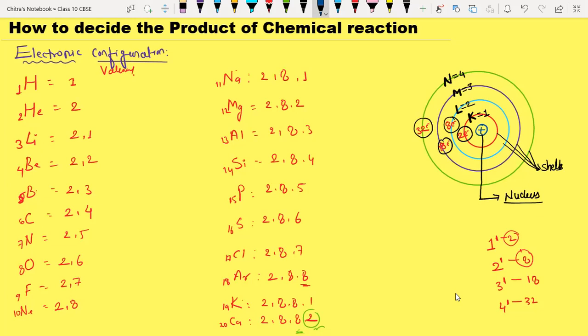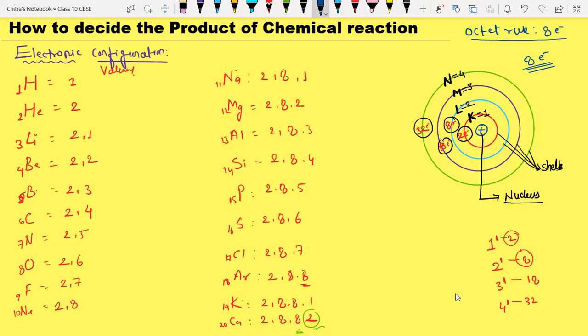So the octet rule is also called the rule of 8 electrons. That rule states that in order to acquire stability, every element must contain 8 electrons in its outermost shell. So in order to make 8 electrons, an element may lose electrons, may gain electrons, or may share electrons with other elements. So we are going to discuss the first atom, which is hydrogen.